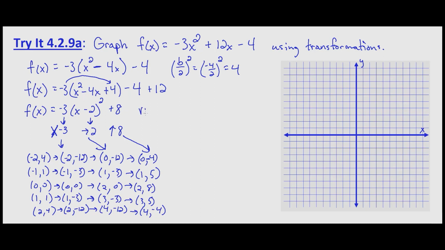And now we can go ahead and plot those points. We know the vertex was originally 0, 0. Now it's going to be 2, 8. So our axis of symmetry is going to be x equals 2. So we'll go ahead and plot 2, 8. We know it's opening down. We can just plot the rest of the points that we have. The 0, negative 4, 1, 5, 2, 8, 3, 5, and 4, negative 4.